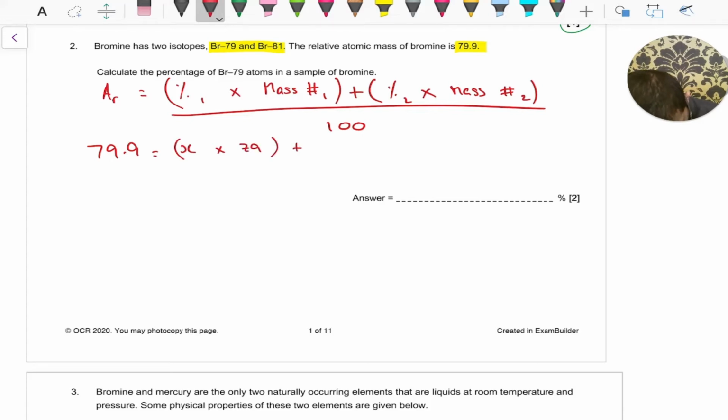plus the percentage of isotope 2. Now, what is the percentage of isotope number 2? Well, as we've said that the percentage of isotope number 1 is X, it follows that the percentage of isotope number 2, seeing as all percentages add up to 100 and we've only got 2 isotopes, will be 100 minus X. That is our percentage value of isotope number 2.